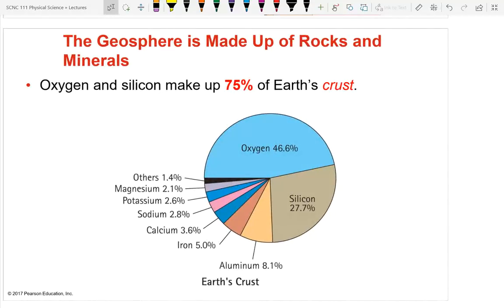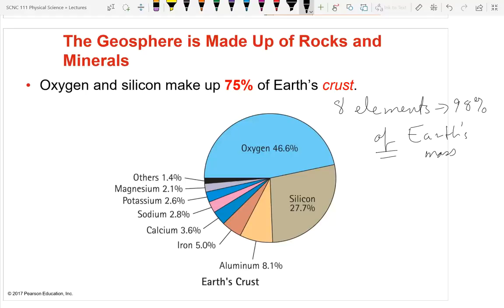Now, previously I had 8 elements that make up 98% of what? Of Earth's mass. This here says oxygen and silicon make up 75% of the Earth's crust. Mass of the entire Earth versus mass of the crust. Remember, iron was 1/3 of the mass of the Earth. But in the crust, where's iron? It's only 5%. Why is iron only 5% of the crust if it's 1/3 of the Earth?